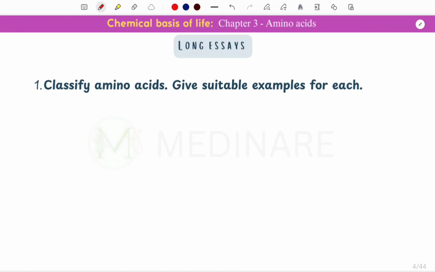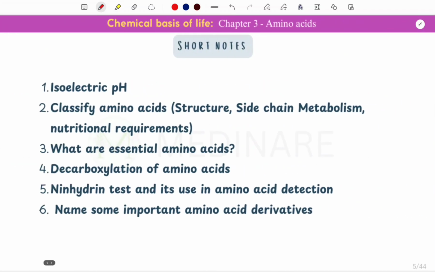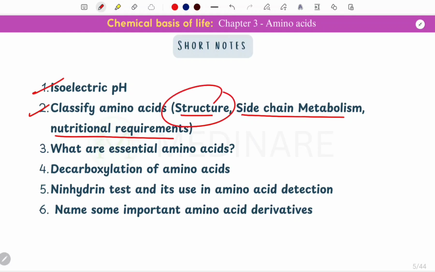So let's start with the chemical basis of life, and from chapter 3, amino acids. Classify amino acids and give suitable examples for each. Short notes: isoelectric pH, classify amino acids based on their structure, side chain metabolism, nutritional requirements. They can ask either of these things separately or combined as one or two topics together.